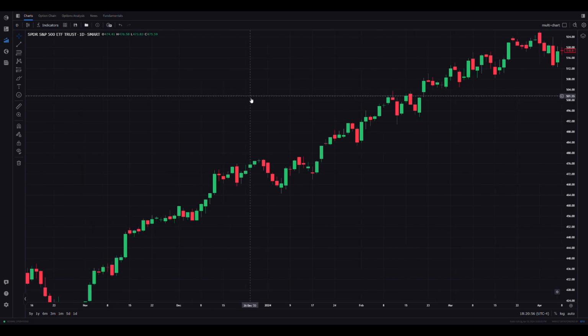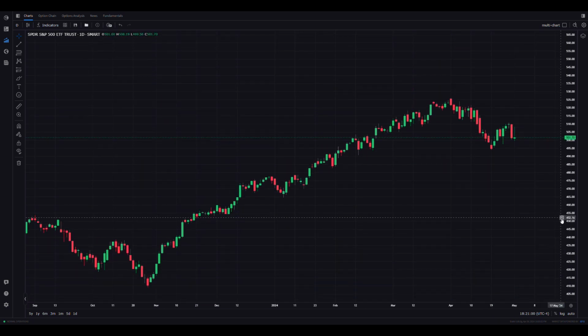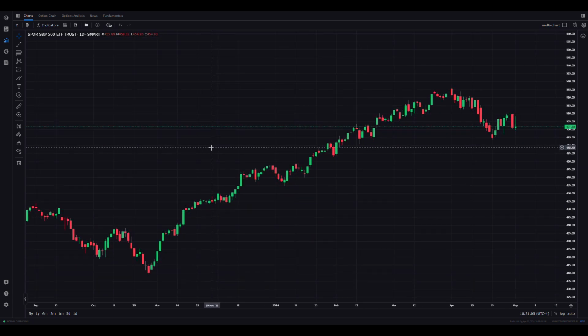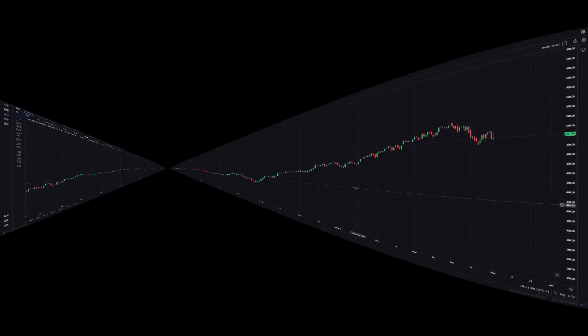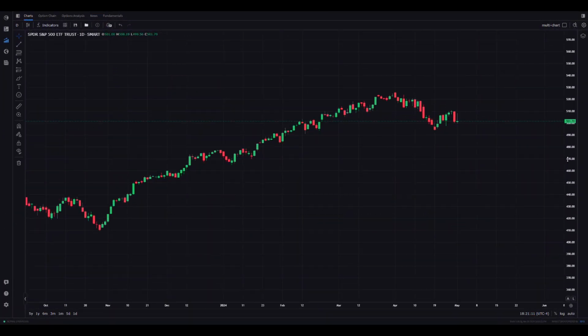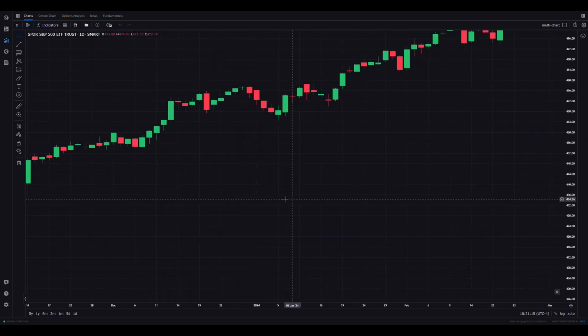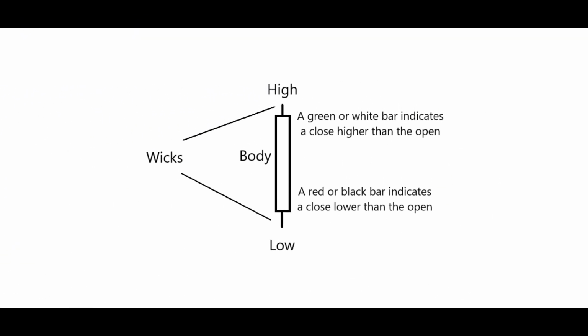Candlestick charts provide insights into market sentiment, price action, and potential trend reversals. Originating in Japan in the 18th century, they've since become a popular tool among traders worldwide. Candlestick charts represent price movements using individual candlesticks for each time period, such as a day, week, or month. Each candlestick has a body and wicks or shadows that extend from it.